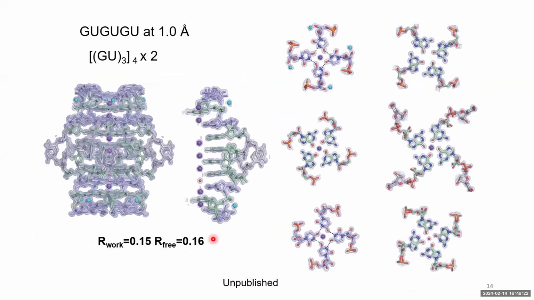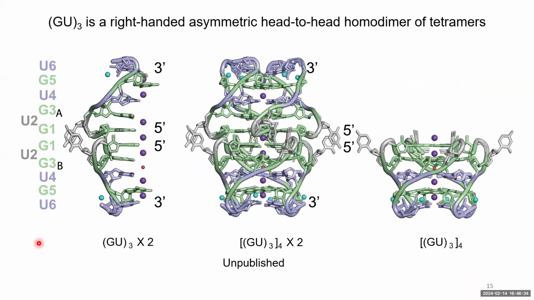We were then able to solve a high-resolution crystal structure of a GU RNA. This structure is a right-handed asymmetric homodimer of tetramers. So how does that work? You start with the basic unit cell, which is 2 strands of GU3 that contain head-to-head stacking at the 5' ends. This is then expanded by 4-fold symmetry to get this 8-stranded structure, which is made of 2 4-stranded quadruplexes.